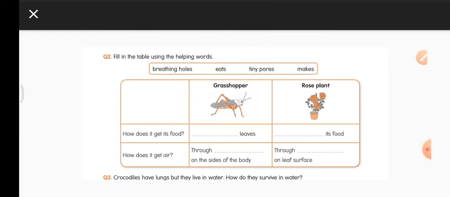How does it get air? How does the grasshopper get air? Okay, you can check the help box, Nana. There are some answer words. So grasshopper, through the breathing holes on the sides of the body. A grasshopper has breathing holes on the sides of its body. So it uses these breathing holes to get the air. Whereas the rose plant has tiny pores on the leaf surface to get air.